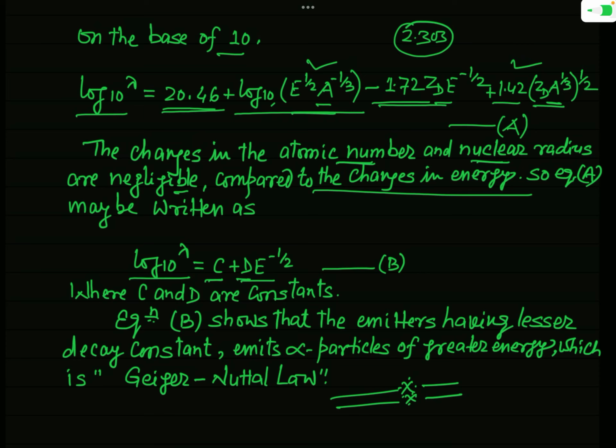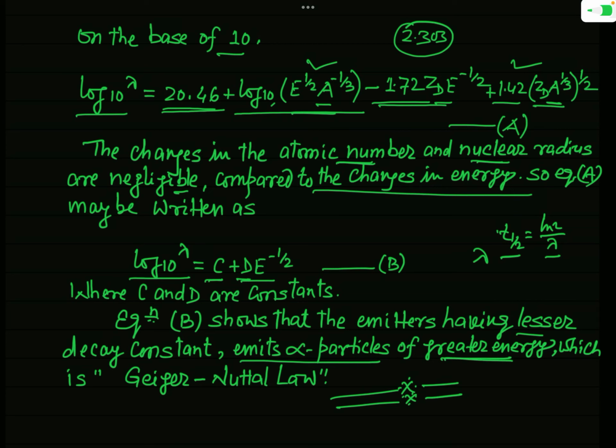Actually, according to this equation B, you can see that this equation shows that emitters having a lesser decay constant emit alpha particles of greater energy. It means the nucleus which has a smaller decay constant, lambda is small, and you know the half period is given by ln 2 divided by lambda. So if lambda is small, the half period, or you can say the half life, will be very large. So you can say that emitters having the lesser decay constant, or the larger half life or larger mean life, will emit alpha particles of greater energy.